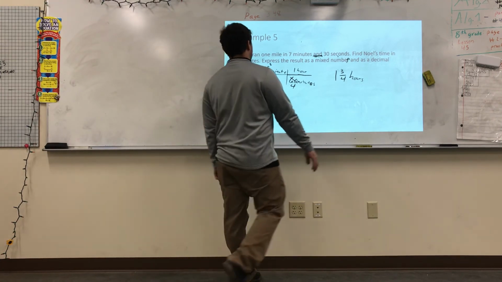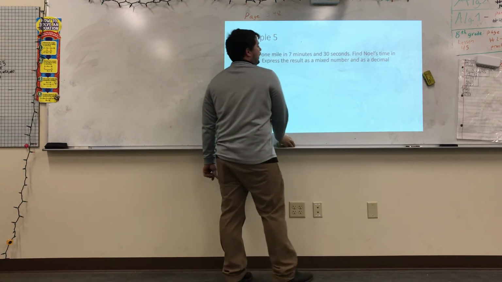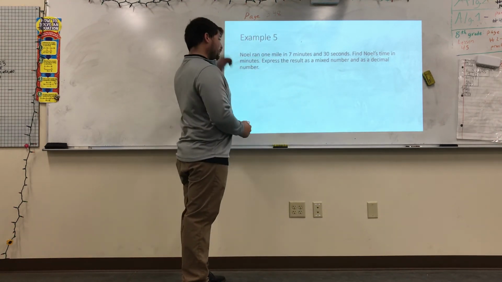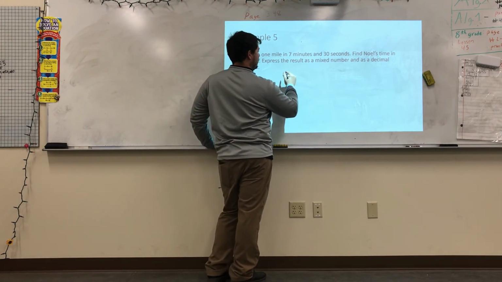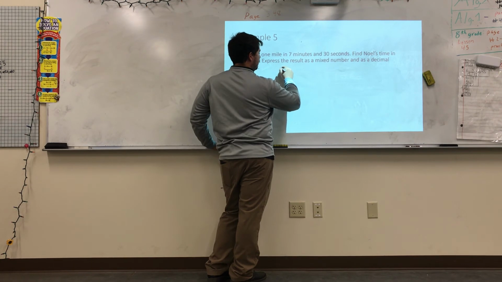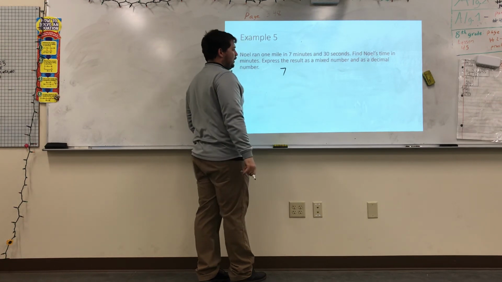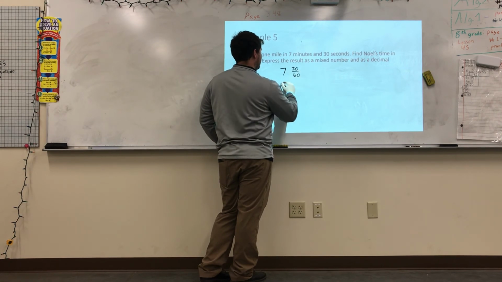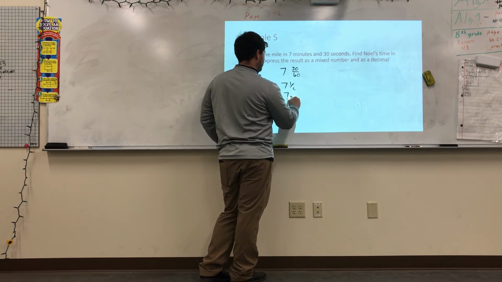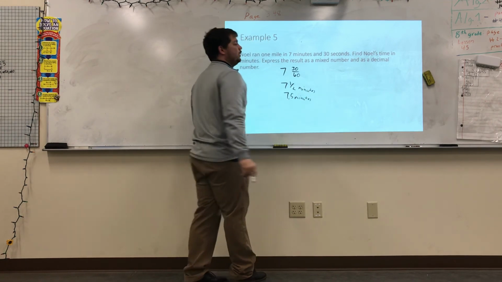Noel ran 1 mile in 7 minutes and 30 seconds. To find Noel's time in minutes, express the result as a mixed number. Okay? And as a decimal. So, you have 7. Alright, how many seconds are in a minute? Well, you're going to say 60. Well, 30 over 60 is 1/2, right? Which also can be written as 7.5, and this would be minutes.